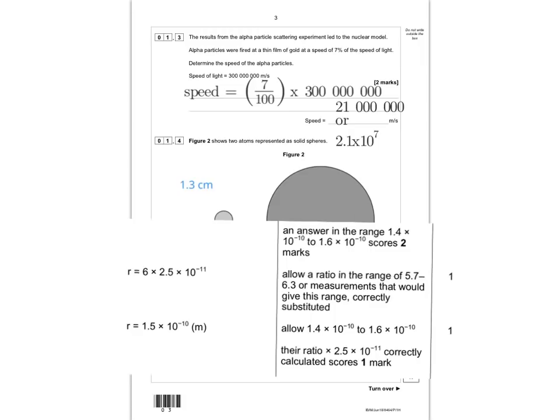I thought it would be useful just to show you the mark scheme for this question. So you can see you get 1 mark for doing the 6 multiplied by 2.5 times 10 to the negative 11. You'll notice that you basically get the mark for getting a 6 in there. If you had a value between 5.7 and 6.3, that's acceptable. And you correctly substitute it into there again, that's correct, acceptable. And then your final answer, you get 1.5 times 10 to the minus 10. You're allowed an answer in the range of 1.4 to 1.6. And that's how you get the marks for this question.